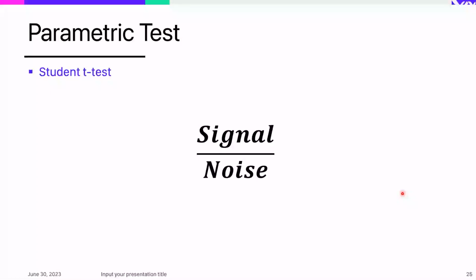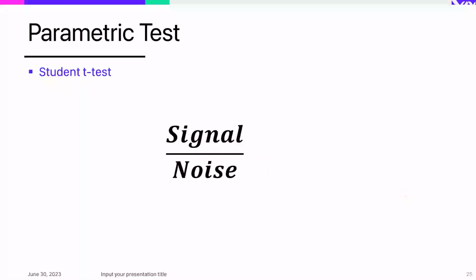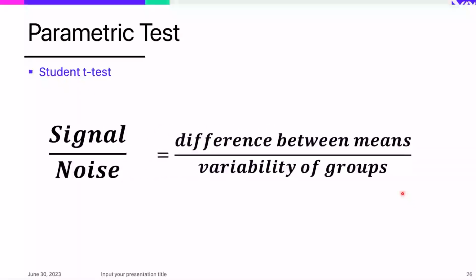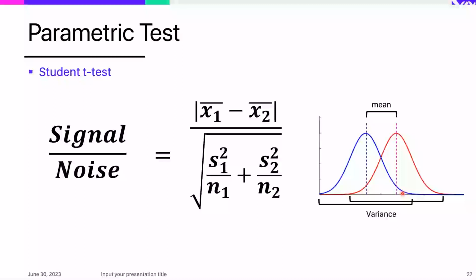And from the t-test, the t-value can be obtained by dividing the signal by the noise. So what's the signal and what's the noise? The signal is the difference between means, and the noise is the variability of the groups. Since this is a parametric test and assumes that the population is normally distributed, you can say that the mean is at the highest peak of the population distribution.